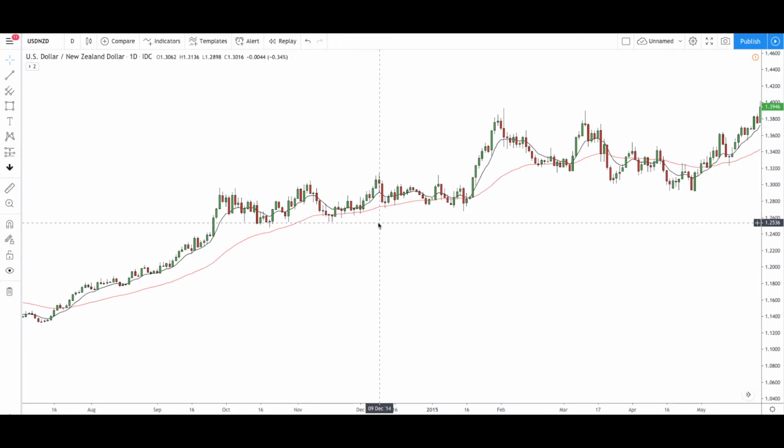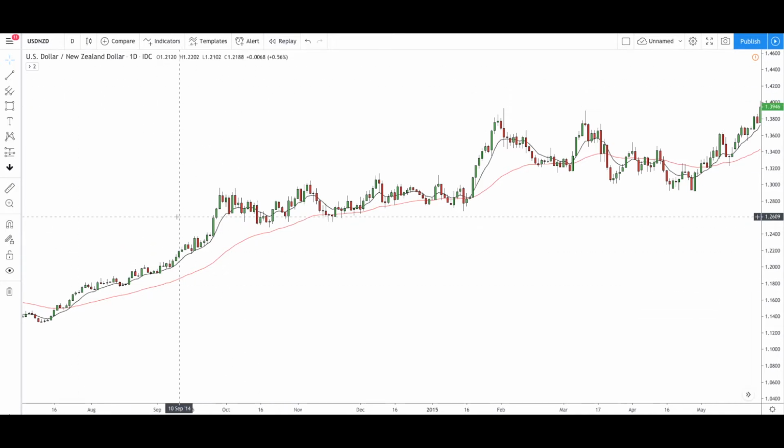So we've got our pair USD NZD, which is New Zealand, and it's on our favorite daily time frame. Now first of all, let's pull out the tool and identify it. So we're looking at an old year, around 2014, 2015. It took me a little while to even find a nice, easy one for you guys to understand.